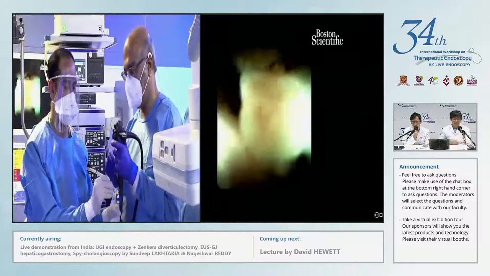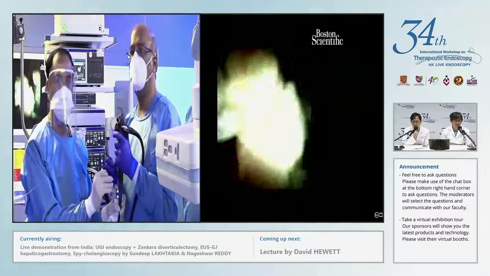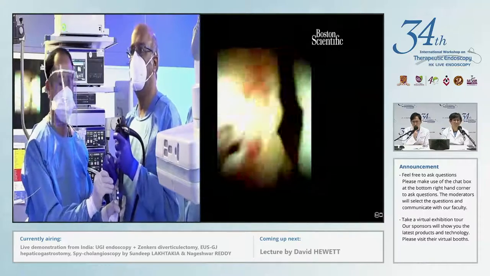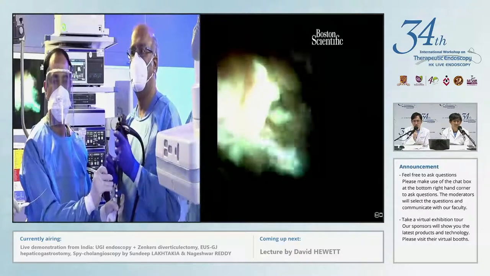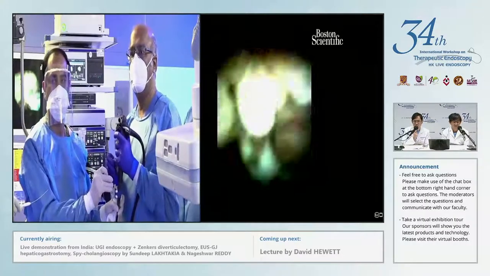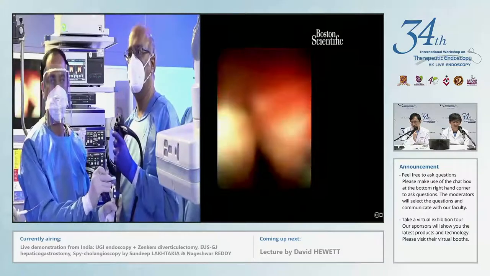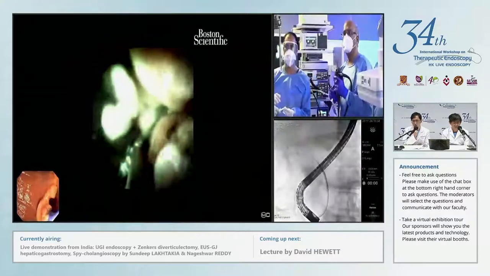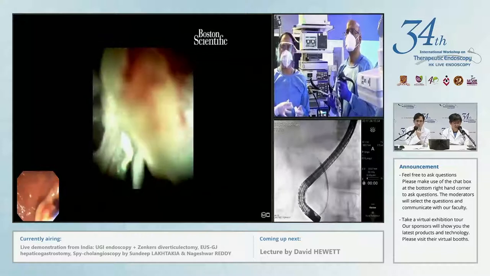Resistance? So I'll have to push the SpyScope inside now to go deeper and then the SpyBite is going to come out. Okay. This is a very helpful tip. Now the SpyBite has come out. So I'm now going to adjust the scope in such a way that I can see the SpyBite there. Can you see it now? Yes. Open? Yes. So I'll just grab one of these things.